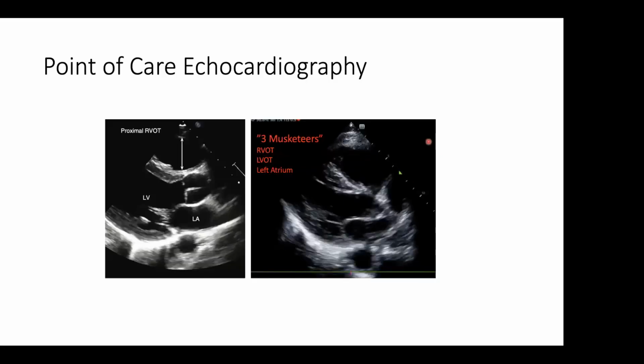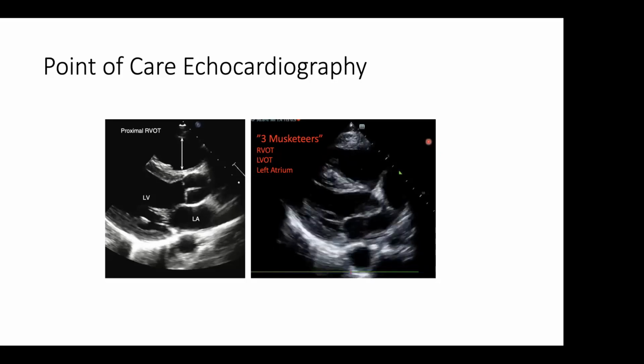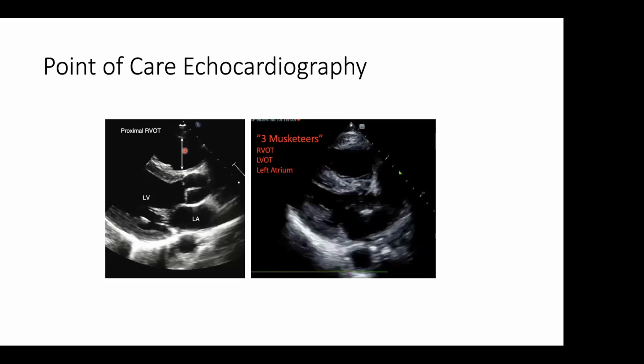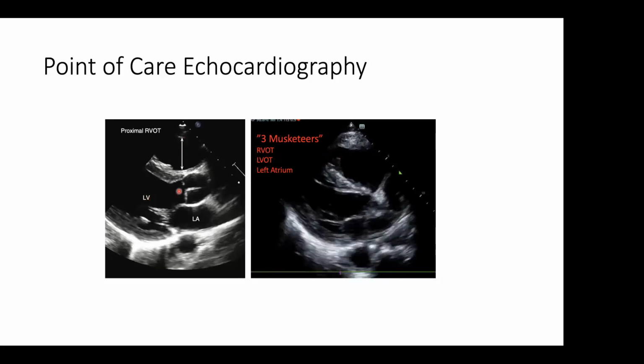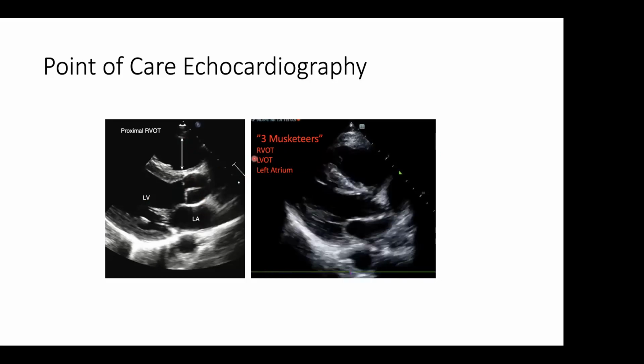And of course, point of care echo can be a good, non-invasive way to detect evidence of right-sided failure. So this is a parasternal long axis view where you can see the proximal RVOT, your left ventricle, your LVOT right here, and your left atrium. And this is called the Three Musketeers sign. Essentially, in a normal RV, the three chambers, your RVOT, your LVOT, and your left atrium, should each be about a third of the screen. So 1/3, 1/3, 1/3.